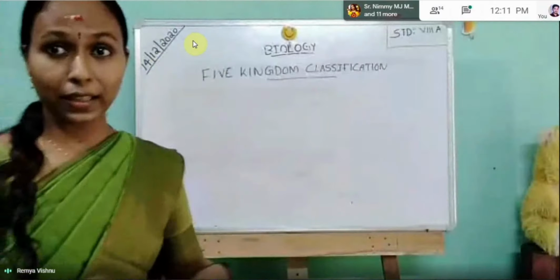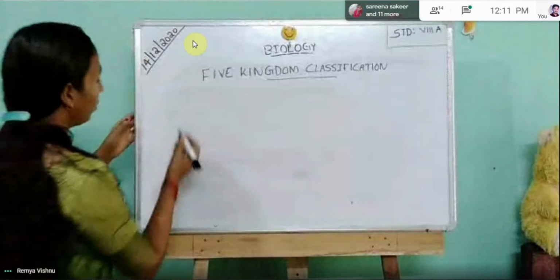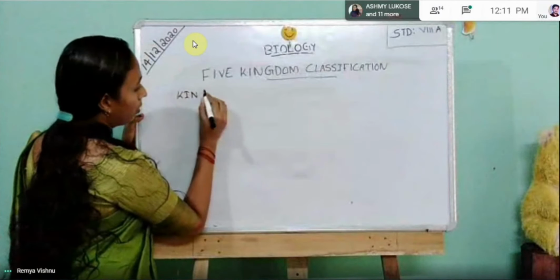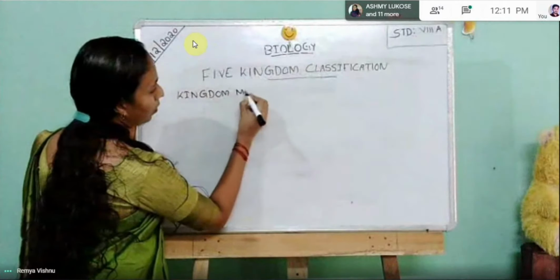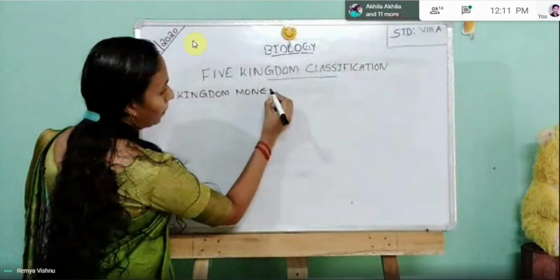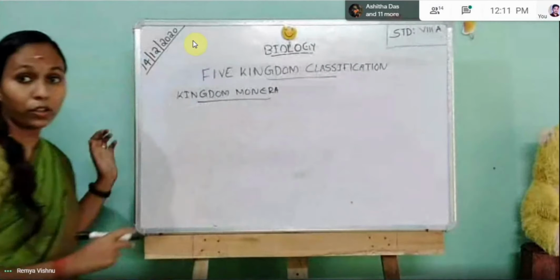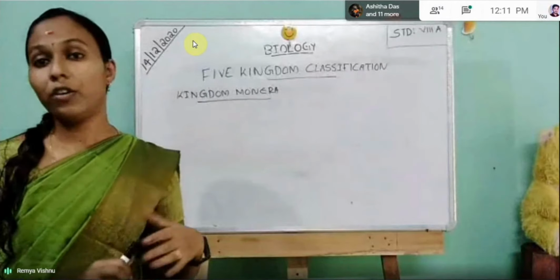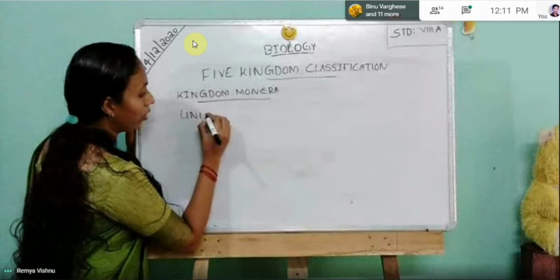What is the first kingdom? Yes, correct. First kingdom is Monera. Kingdom Monera. This is a unicellular organism without nucleus.